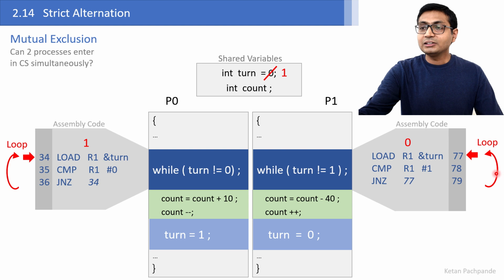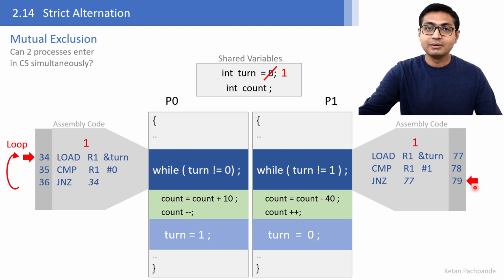Now let us look at the process P1 again. P1 was already in the loop and P0 has exited the critical section and given the turn to P1. Now ideally, on P1's turn, the loop should break. Let's check that. What value will it load into the register? This time it will read the value 1 and the next statement is the comparison. 1 not equal to 1. The comparison is false. So the next statement will not jump, means the loop has broken now and the process P1 is going to enter the critical section.